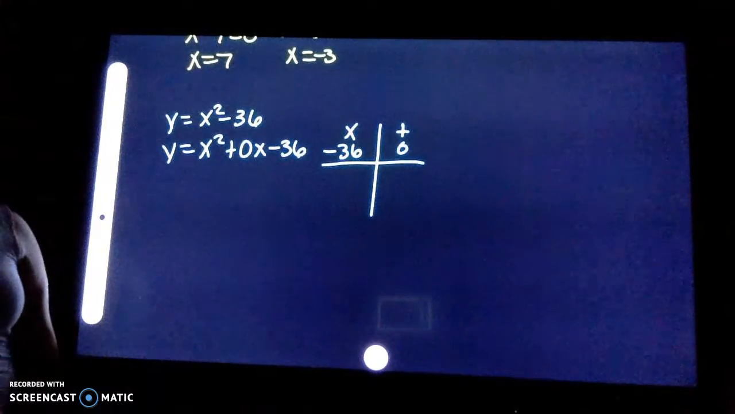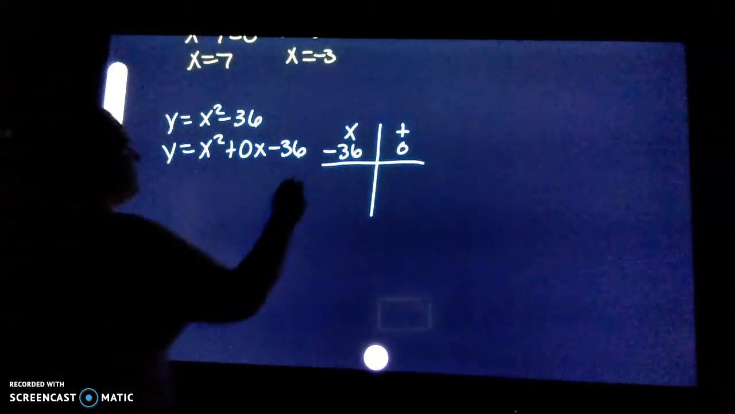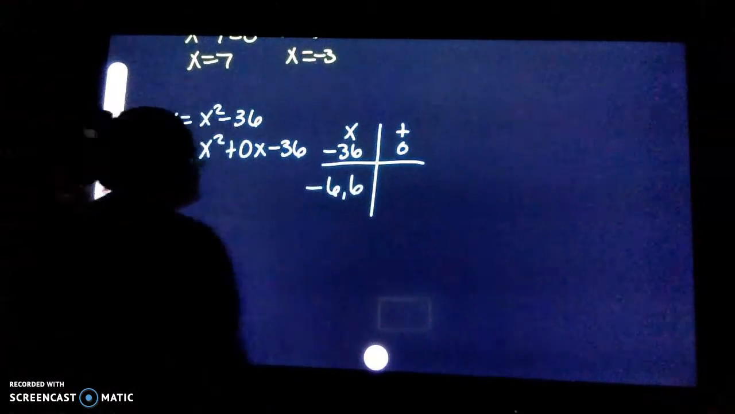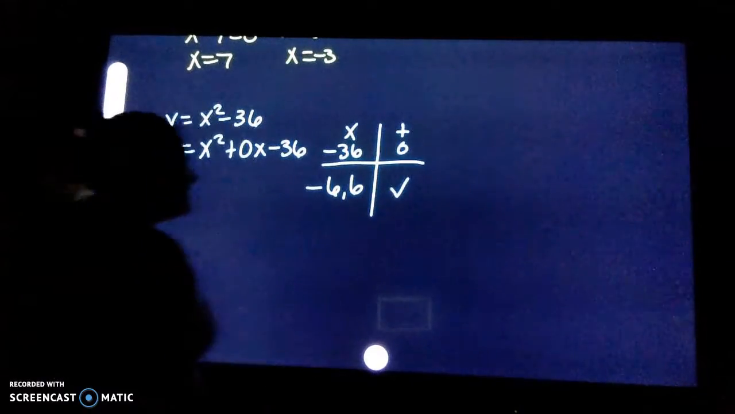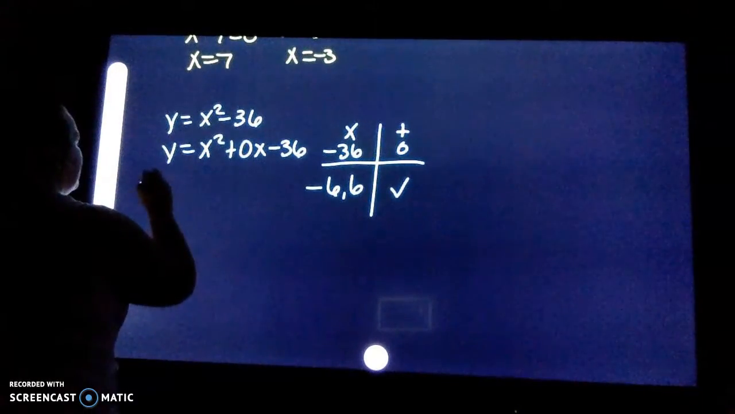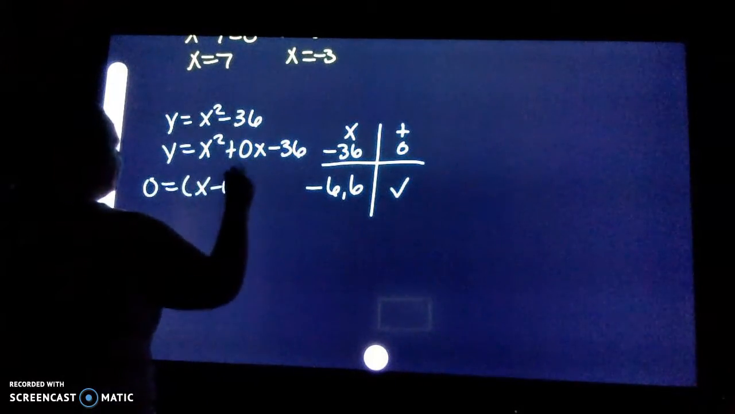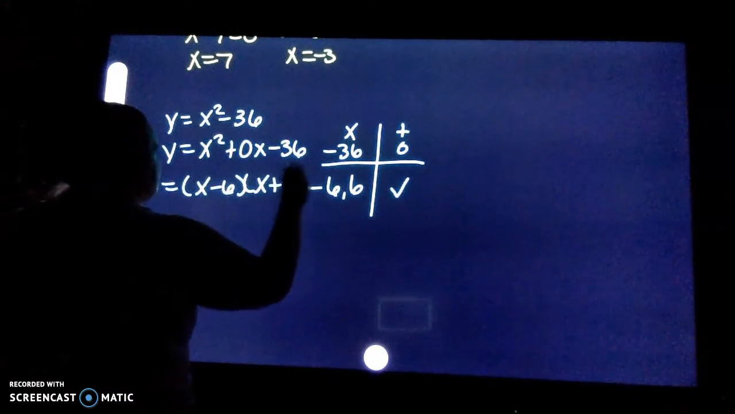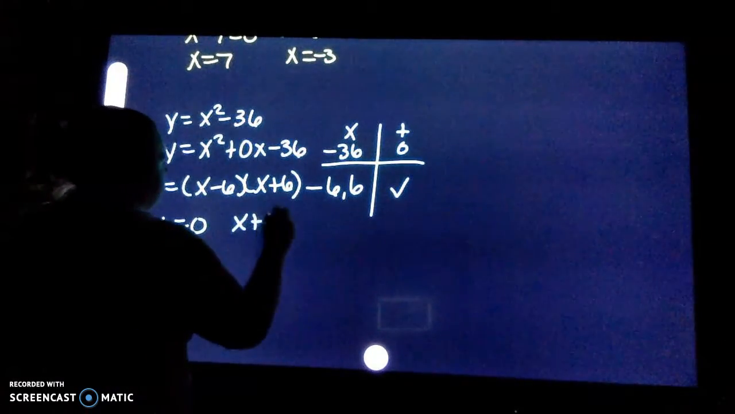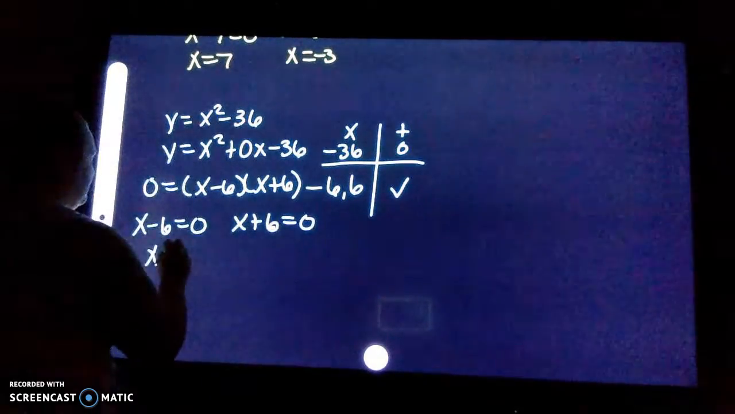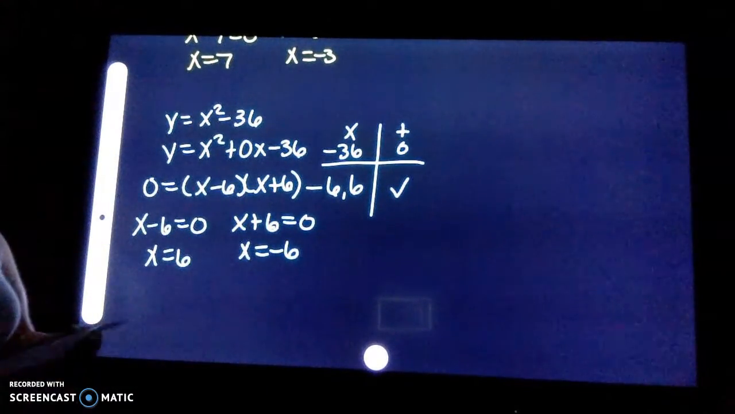Well, the only way I can get them to add to a 0 is if they're the same number with the opposite signs, which makes sense because -6 times a +6 equals -36, and -6 plus 6 equals 0. So this factors into x minus 6 and x plus 6. I set each of those equal to 0, and I solve for x. And I get those are my 2 solutions.